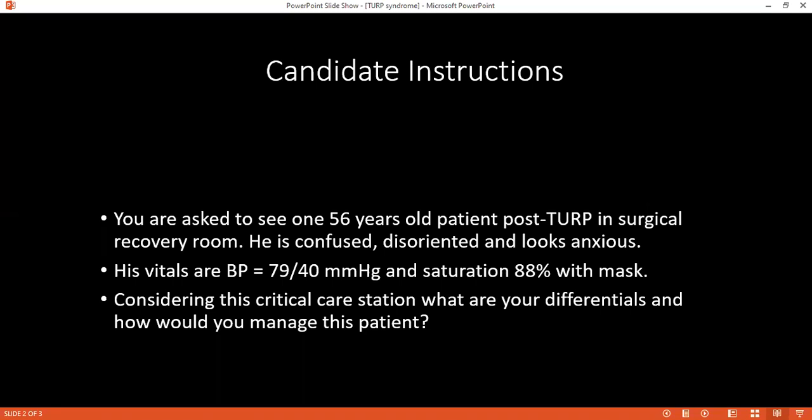What do they use for irrigation? What compound is used for irrigation? Yes, glycine. What is the effect of glycine? Glycine is like sugar. No, it's not sugar. It's a simple amino acid, 1.5%. Glycine is effective in using diathermy in TURP rather than isotonic saline. It is effective in diathermy transmission. What is glycine?